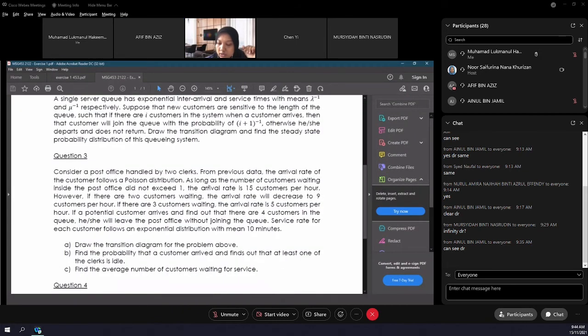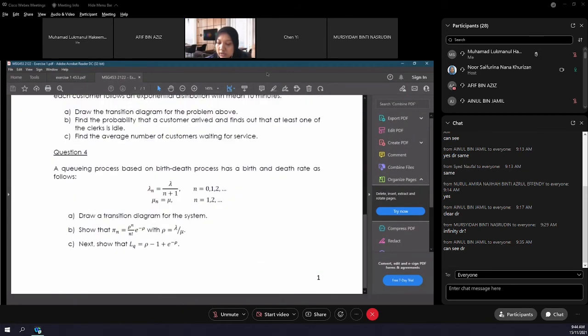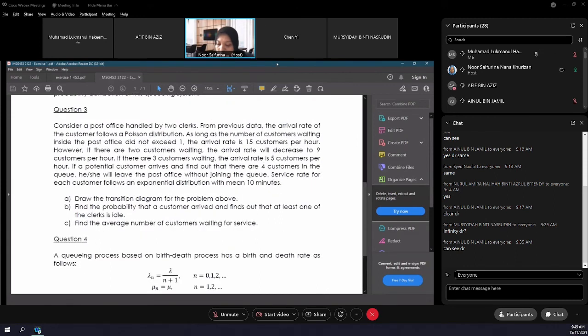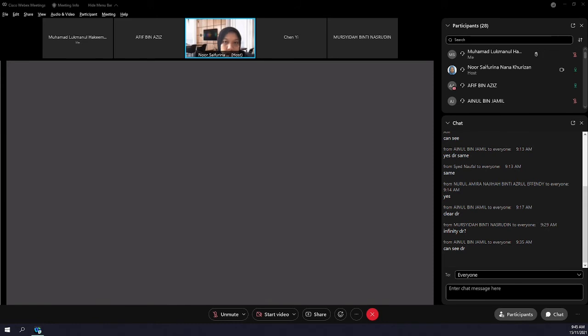Because if a potential customer arrives and finds out that there are 4 customers in the queue, he or she will leave. Is that why you write down your state only until the value of 4? Sebab dia, if a potential customer arrives and finds out that there are 4 customers in the queue. Right. So if there are 4 customers in the queue, how many customers are being served?